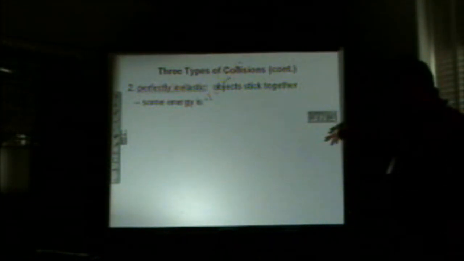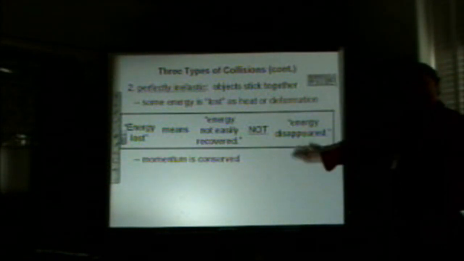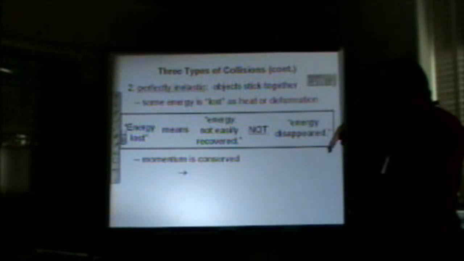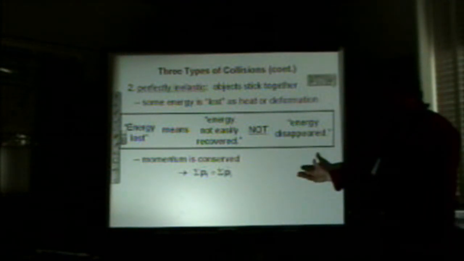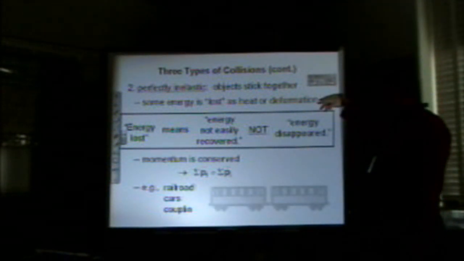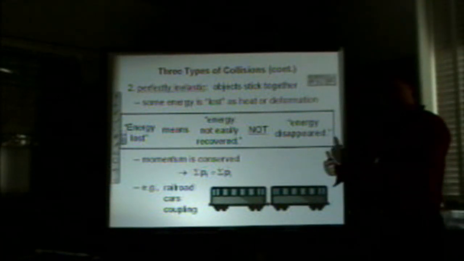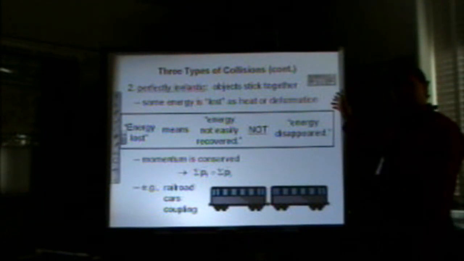Now we have perfectly inelastic collisions. This is where two objects stick together, and some energy is lost. What happens here is momentum is conserved. So you conserve your mass-velocity relationship. Your final momentum is equal to your initial momentum. We have an example here of railroad cars. When they hit each other, they lock. They bump and lock.